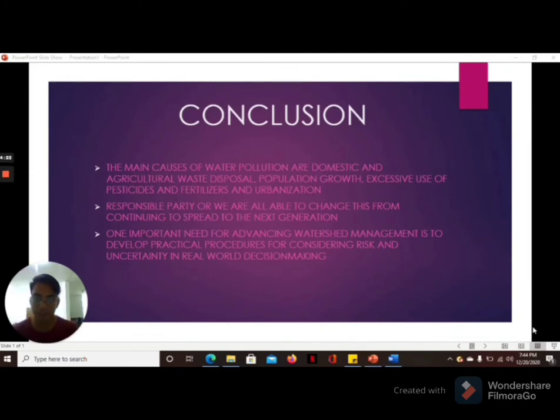First is responsibility, where we are all able to stop this from continuing to spread to the next generation. This can be taught from an early age through family care about the importance of keeping water quality from pollution. And the next, one important need for advancing watershed management is to develop practical procedures for considering risk and uncertainty in real-world decision making. So scientists and managers should strive to educate the public by specifically outlining potential uncertainty so that expectations of research and decision making are reasonable.